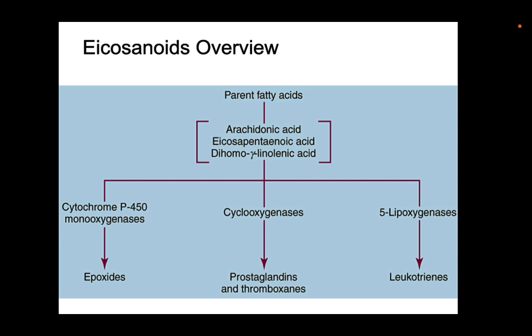The term eicosanoid, besides being really fun to say and a useful way to impress people, is an umbrella term that encompasses three different subfamilies of lipid-derived mediators. These include the prostaglandins and thromboxanes, the leukotrienes, as well as a subfamily known as the epoxides, which we won't be discussing today.